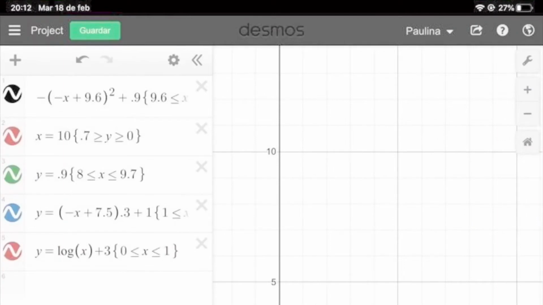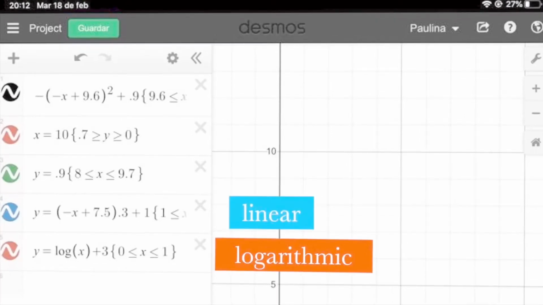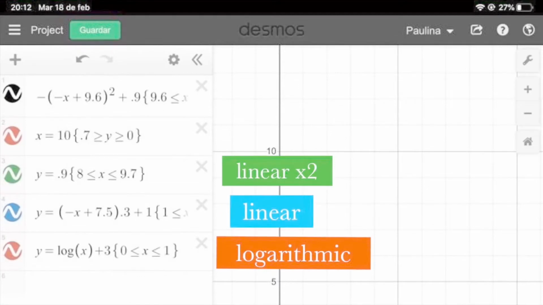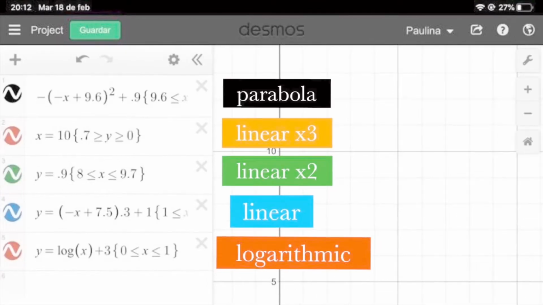Okay, so these are the functions that we used in order to get our flask made. First, we use a logarithmic one for the base because it has a little curve on the corner, and we use three linear functions, not one, not two, but three. And finally a parabola because we needed to make the upper part, and we have to see the results.